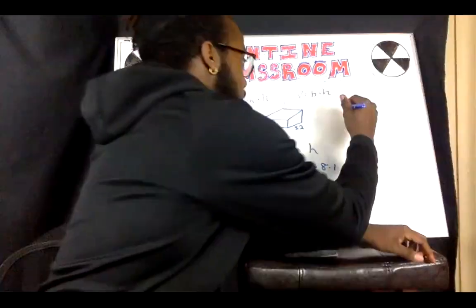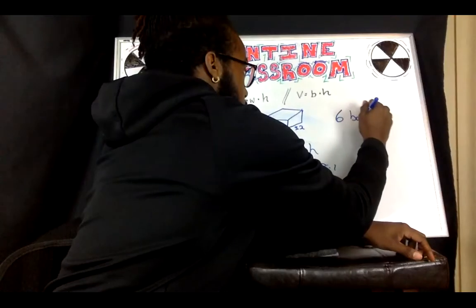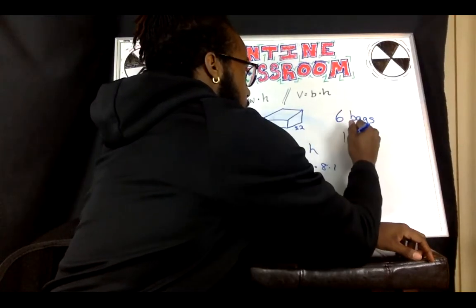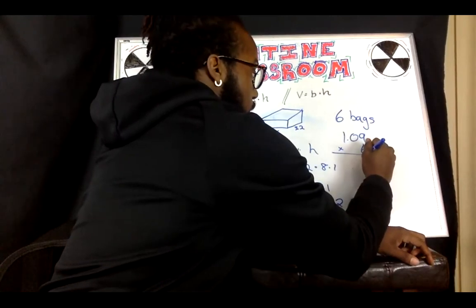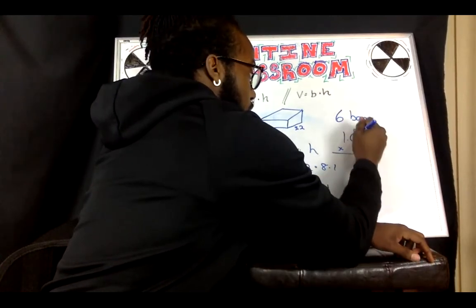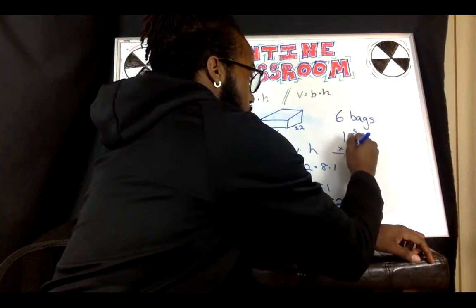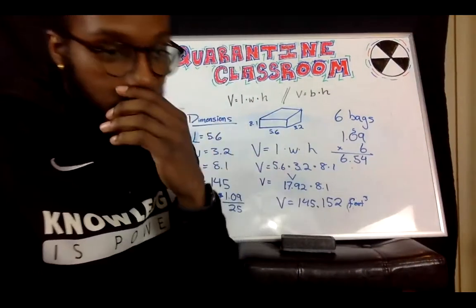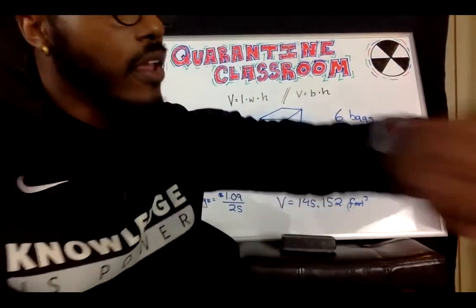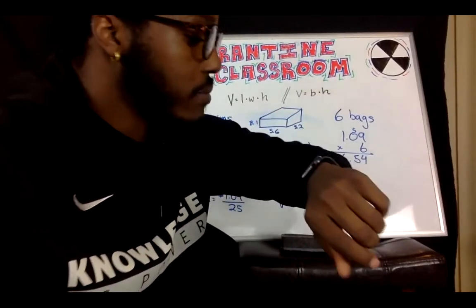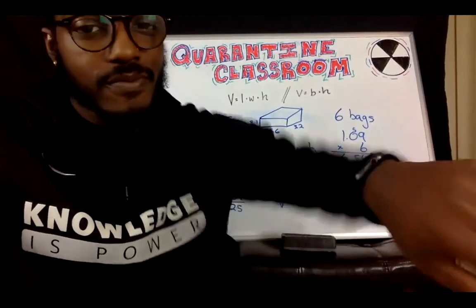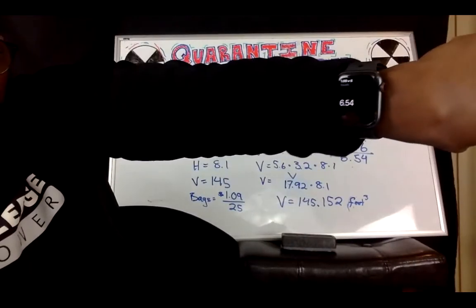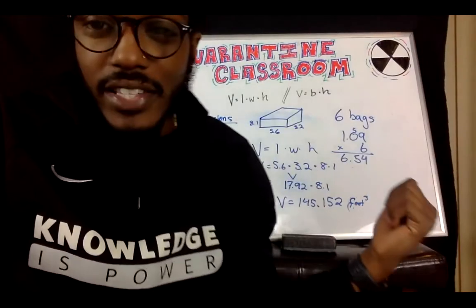So we know he needs 6 bags, and then we multiply $1.09 times 6 bags. 54, draw my 4, carry my 5, $6.54 is what he's going to pay. Hey Siri, what's 1.09 times 6? It's 6.54. You see it. My math is good.